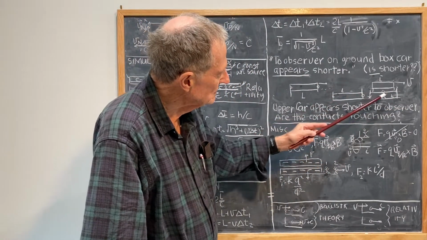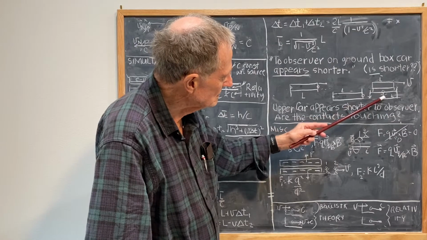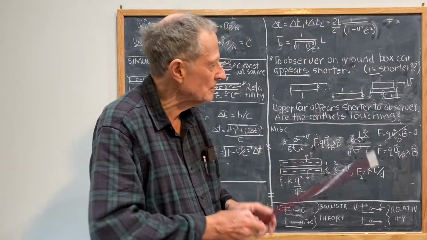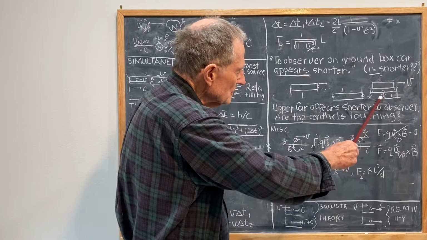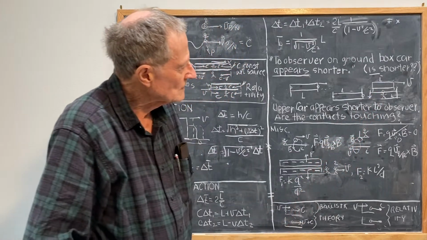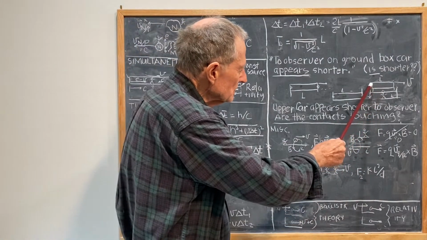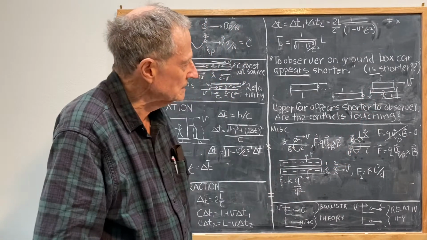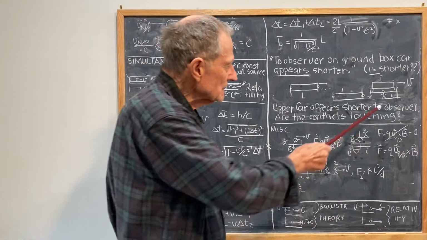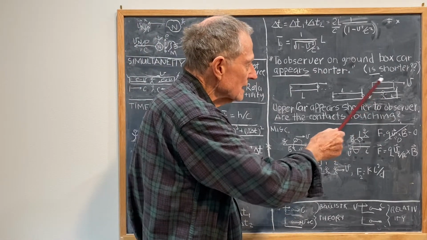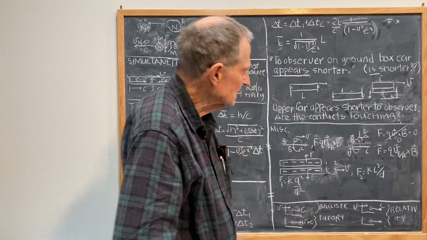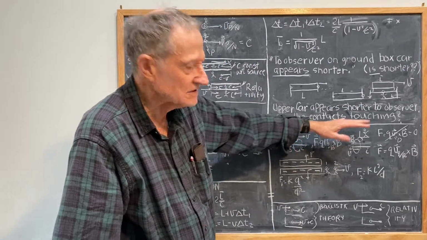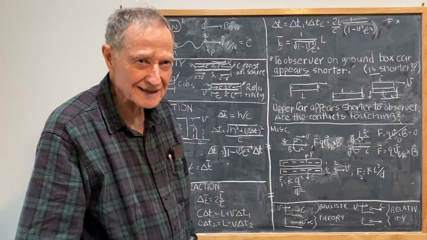at the instant the cars are both aligned about their center point, and there's an observer at the center, this length is going to appear shorter to that observer. Now the question is, this length appears shorter to the observer. Will the contacts touch? So the upper car appears shorter to the observer. Are the contacts touching? That's my question, really.